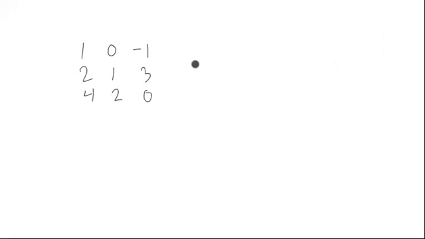To find the inverse of this, first, let's take the transpose: 1, 0, negative 1, 2, 1, 3, 4, 2, 0. Notice what we're doing. We're just taking each row and turning it into a column. Now we're going to write out a plus, minus, plus, minus, plus, making a checkerboard pattern. And then we have plus, minus, plus.